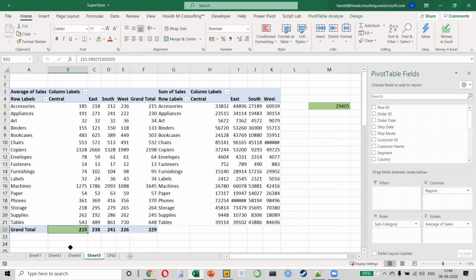Take a moment. Don't hurry. Think about it. Both of these are correct answers. Nothing is incorrect here. You have to tell me which one means what. Sir, 215 is basically average of average. It's average of all these averages.